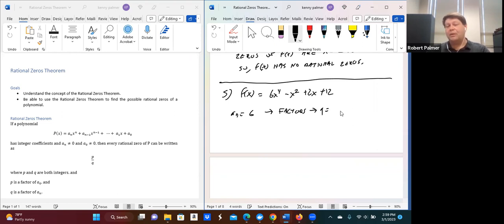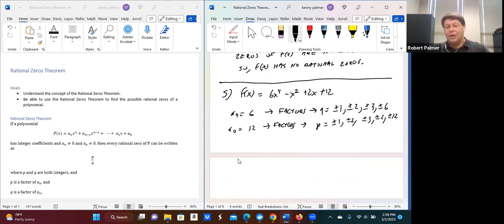So think about the positive factors of 6. Well, 1, of course, goes into 6. Everything goes into 6. Also 2, 3, and 6 are all factors of 6. So q could be plus or minus 1, plus or minus 2, plus or minus 3, and plus or minus 6. Now, what about 12? Well, a0 is 12. Think about the factors of 12. All the ones we just listed for 6 are also there: plus or minus 1, 2, 3, 6, and finally plus or minus 12, since 6 is a factor of 12.